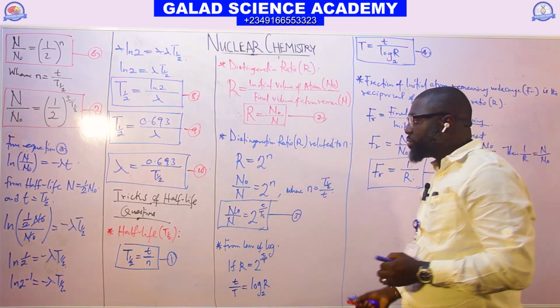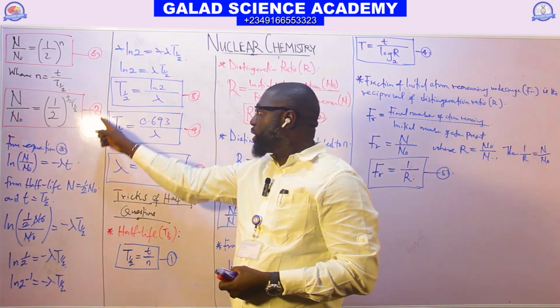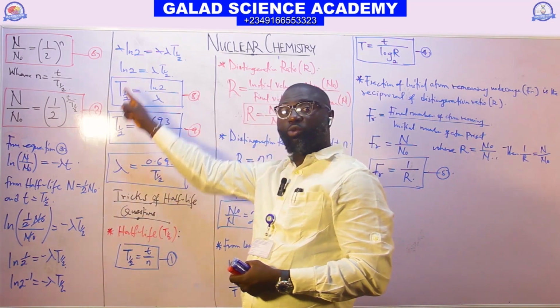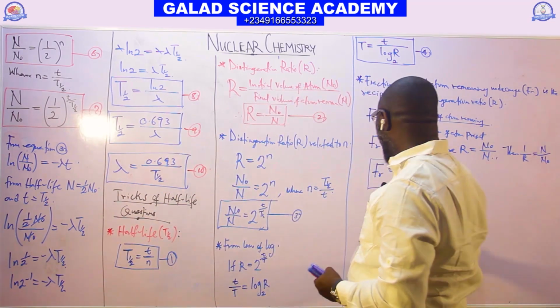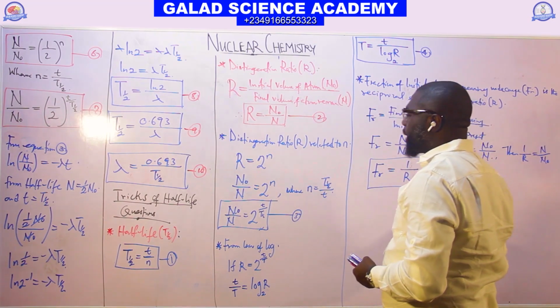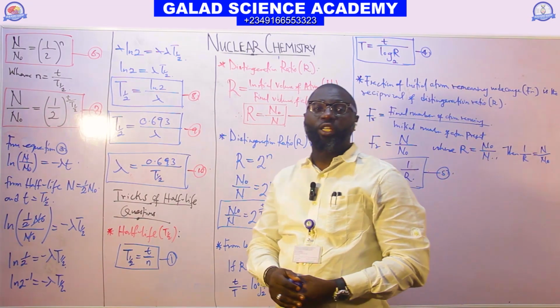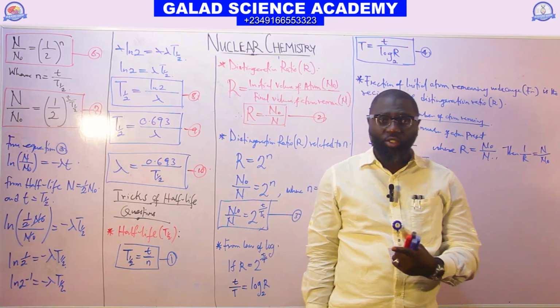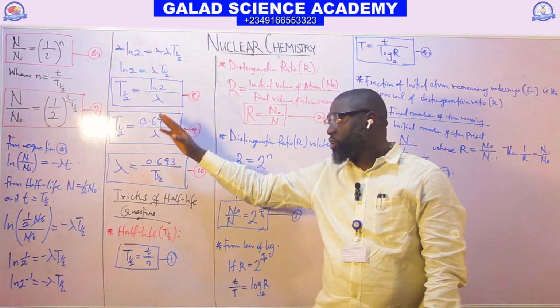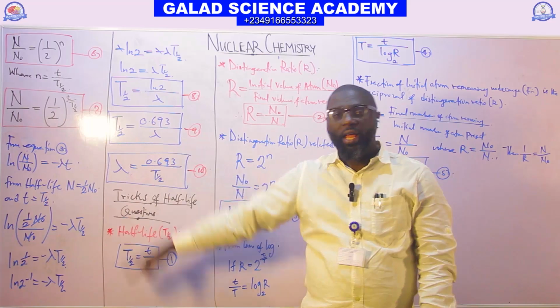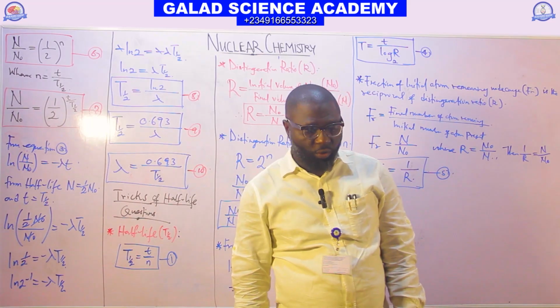This equation 5 plus what we have here from 1 to 10, combined together, making 15, you can use to solve any question on radioactivity. Let's solve questions now. I will write like 10 questions on the board. We apply the formulas to solve them.